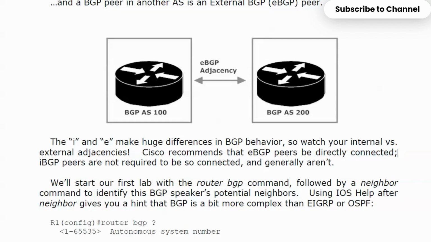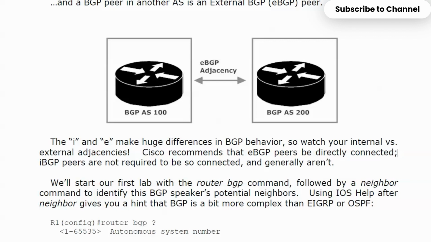But you've got to watch that little i and that little e, because that's the way it's going to show up sometimes in your BGP tables and also in the diagrams that we're going to be seeing throughout this section. Cisco recommends that eBGP peers be directly connected. iBGP peers are not required to be so connected and generally will not be.